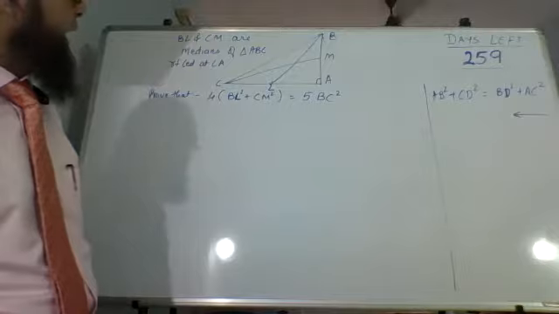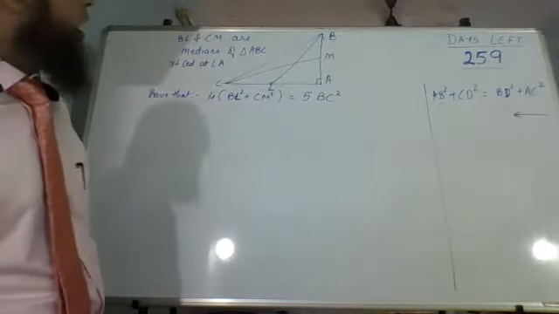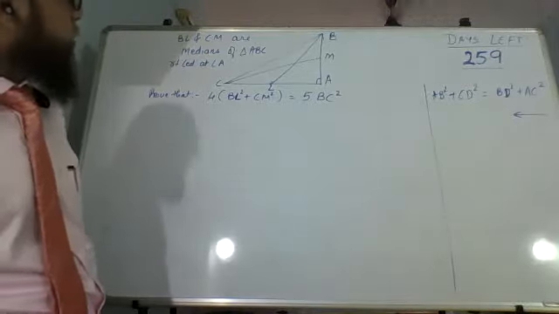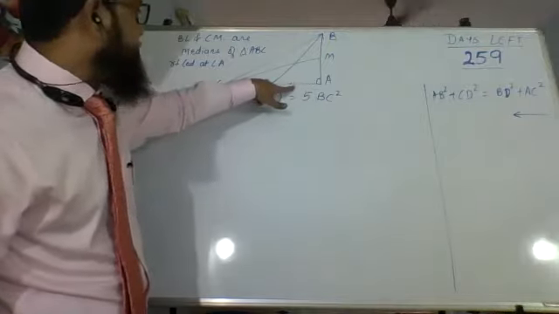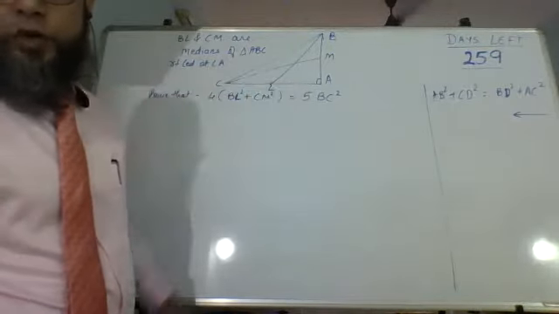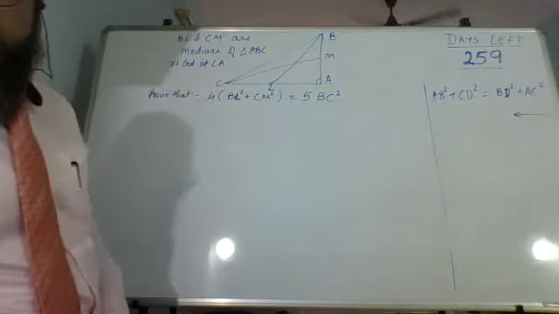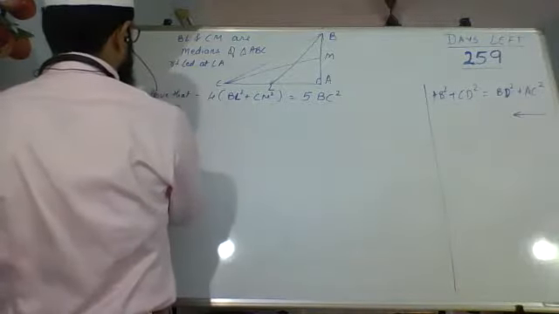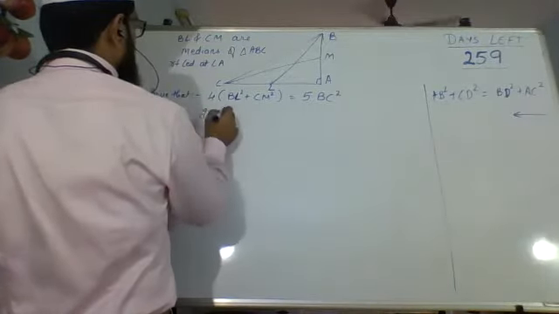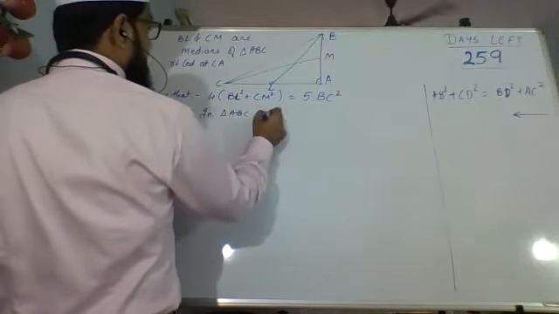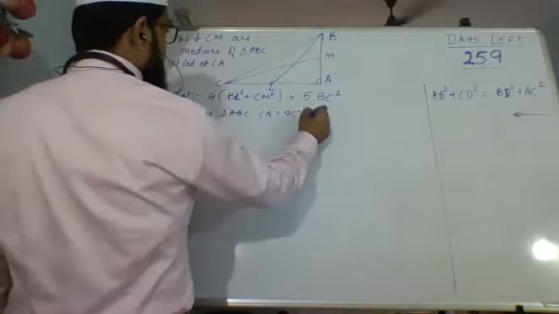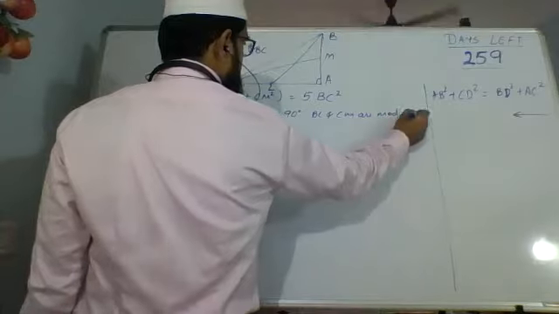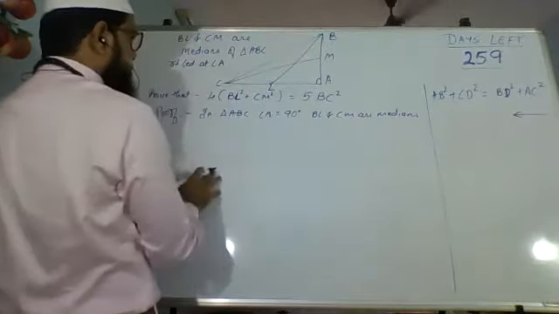Then in place of AL, I am going to write half of AC, because it is a median. And then we are going to proceed. So let's see that. In triangle ABC, angle A equals 90 degrees, and BL and CM are medians. This is what is given to us. Based on this, we are going to proceed.